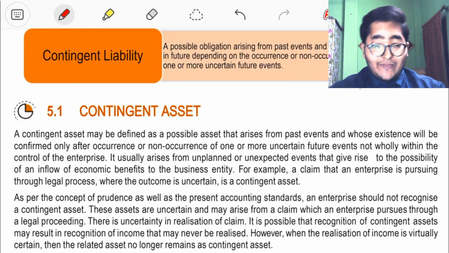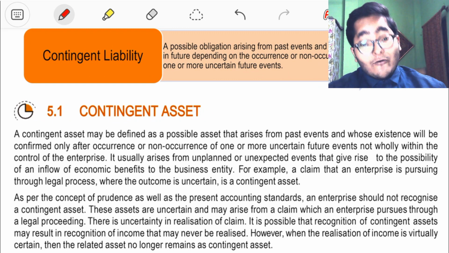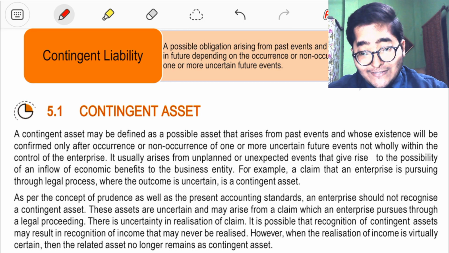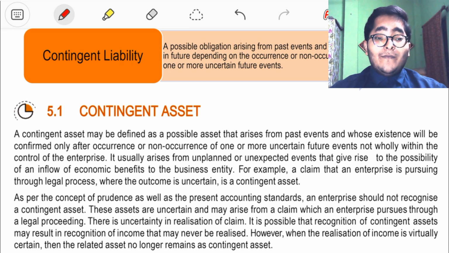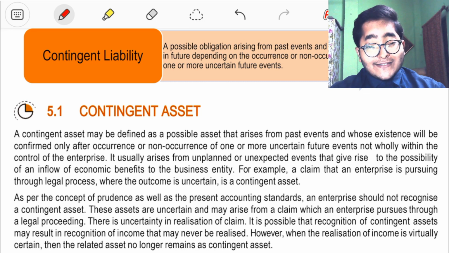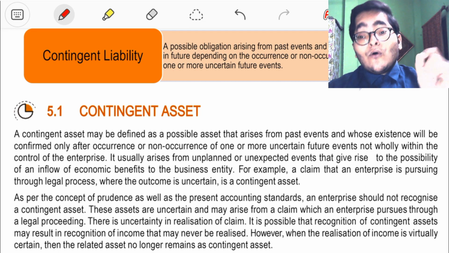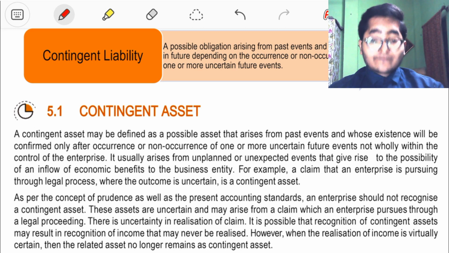Contingent asset. A contingent asset may be defined as a possible asset that arises from past events and whose existence will be confirmed only after the occurrence or non-occurrence of one or more future events not wholly within the control of the enterprise.